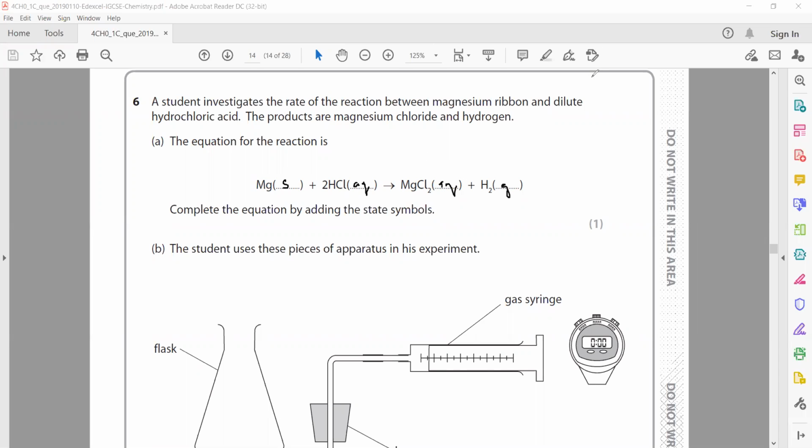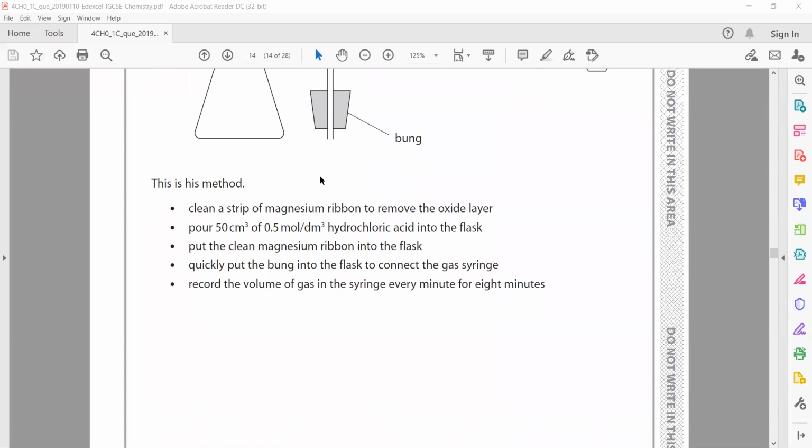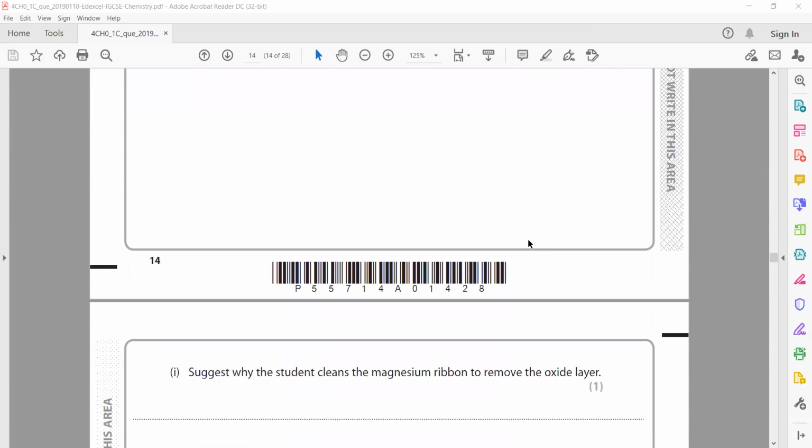The student uses these pieces of apparatus in his experiment. This is his method. He cleaned the strip of magnesium to remove the oxide layer and poured 50 cm3 of 0.5 mol per dm3 hydrochloric acid. Then he put in the clean magnesium, quickly put a bung and recorded the volume of gas.